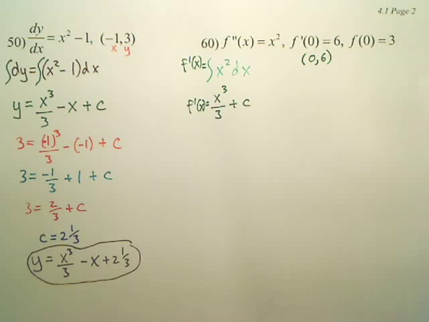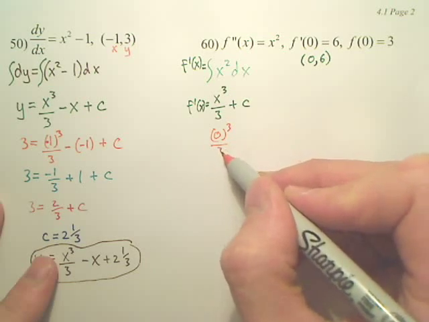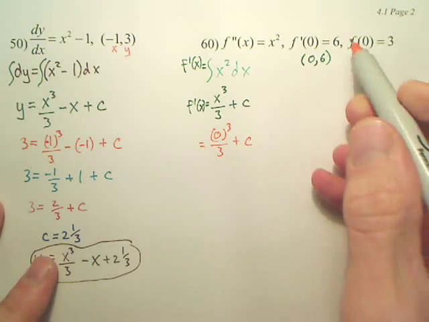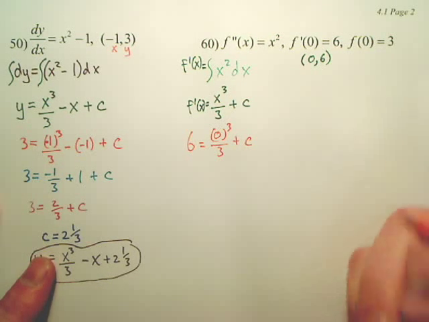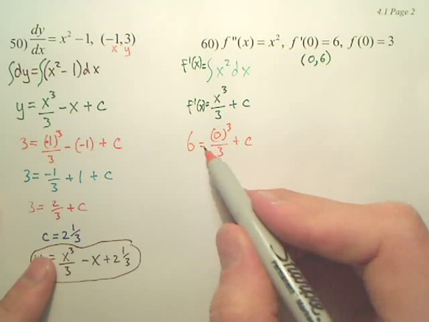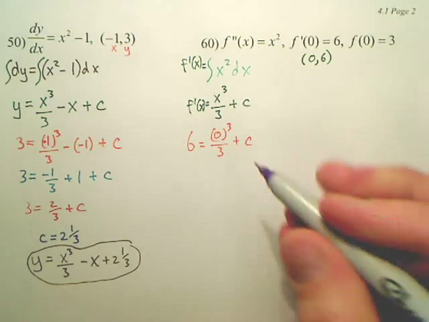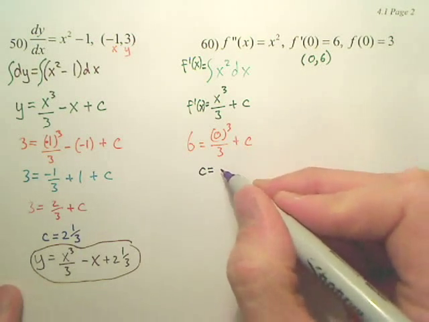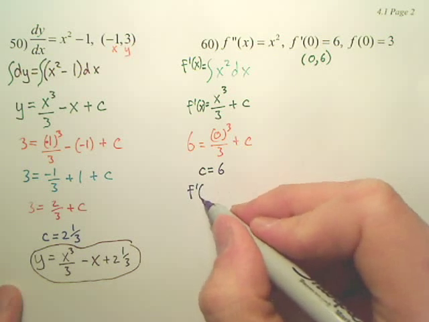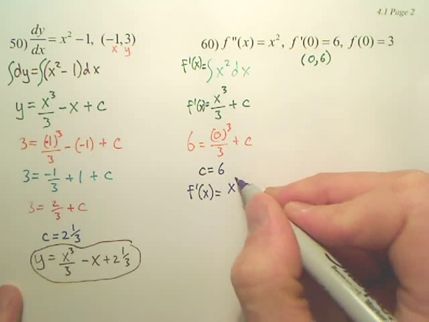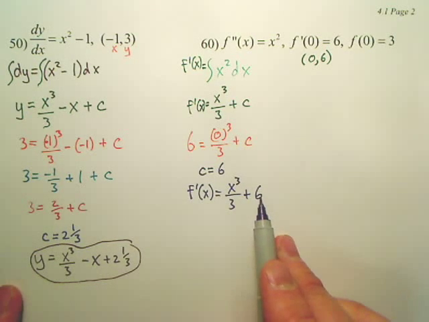Can I go and plug in 0 for x? And isn't 6 the output? Can I plug in x and y kind of idea? Not really a coordinate, but anyways. What's c equal? 6. So what we now have is my derivative equation is equal to this plus 6. There's my derivative.